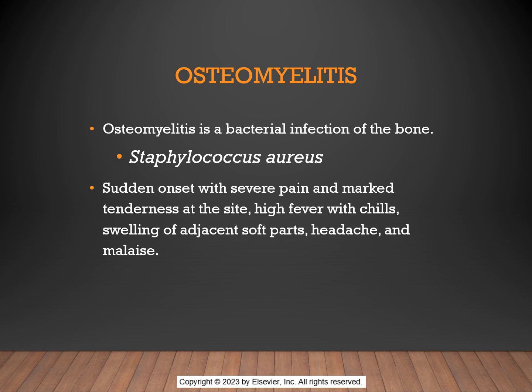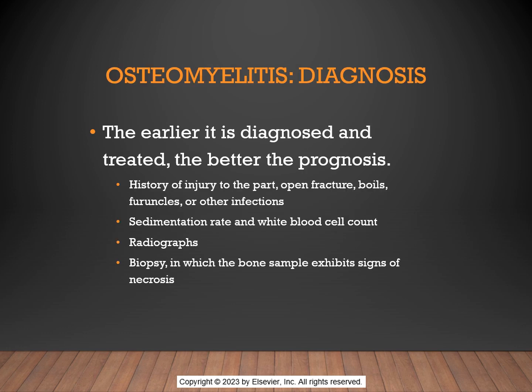Osteomyelitis has a sudden onset with severe pain and marked tenderness at the site, high fever with chills, swelling of adjacent soft parts, headache, and malaise. Diagnosis of osteomyelitis is based on the following: lab findings indicating an acute infection, like a high white blood cell count, radiographs, history of the injury to the part, open fracture, boils, furuncles, or other infection, and a biopsy.